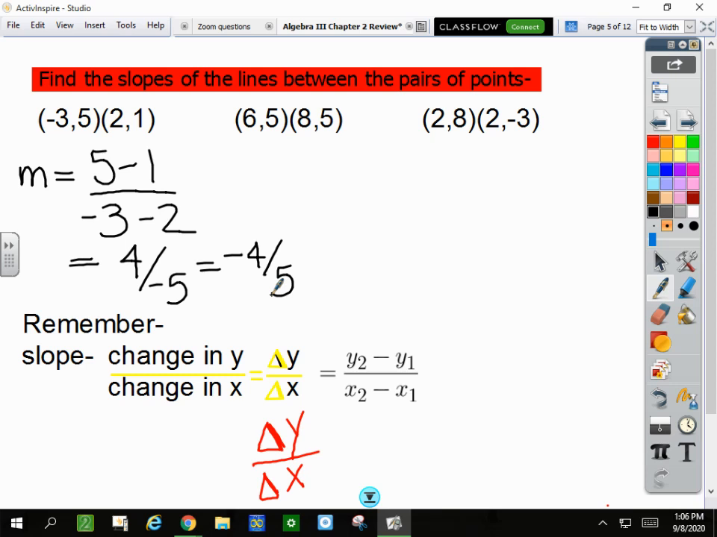Also worth mentioning is that means the line would be falling. I think on your assignment, when you find the slope, you have to state if the line is rising, falling, or flat. So since the slope is negative, this line is falling.